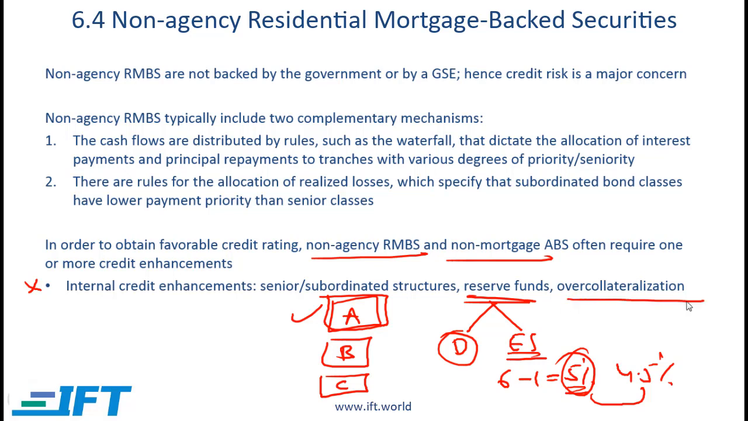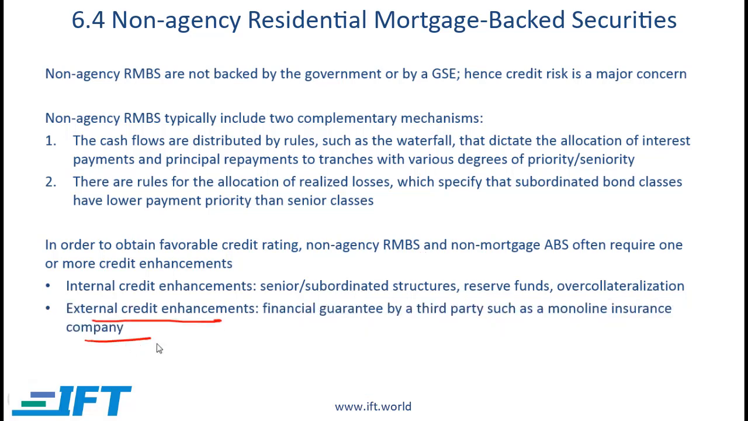We can also have over-collateralization. If in our structure the total collateral is worth 550 million and the bonds issued have a total par value of 525 million, then the extra 25 is the over-collateralization, which means that even if there are losses, some of those losses can be absorbed by the fact that we have over-collateralization.